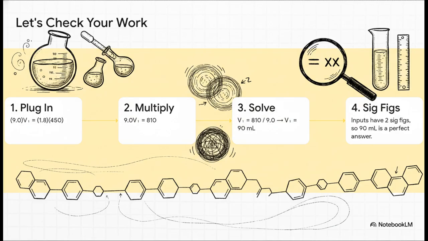Okay, you ready? Let's check how you did. You should have set it up as 9.0 times V1 equals 1.8 times 450. When you multiply the right side, you get 810. Then you just divide both sides by 9.0, and that gives you V1 equals 90 milliliters. Now for some bonus points, let's talk significant figures real quick. Notice how our starting numbers, 9.0 and 1.8, both have 2 sig figs. That means our answer should too, and 90 milliliters is perfect.